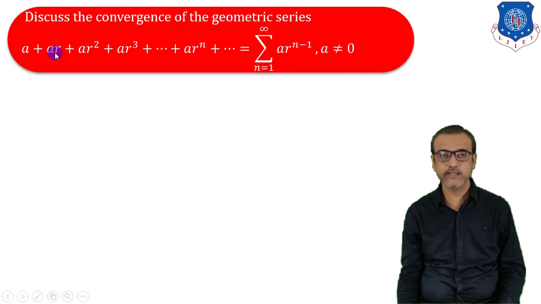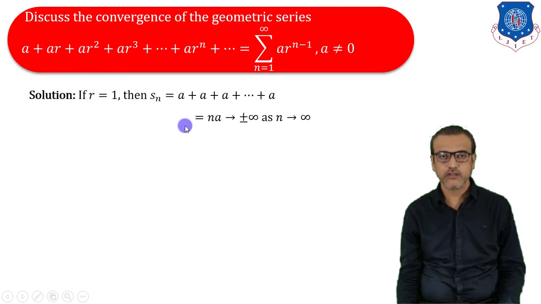If you divide ar² by ar, you will get r. So this is a geometric series. Now we have to discuss the convergence of the geometric series. Say if r equals 1, then what will be the sum of its first n terms, that is Sn? If you replace r by 1, you will get a times 1, that is a. Similarly plus a, up to plus a.